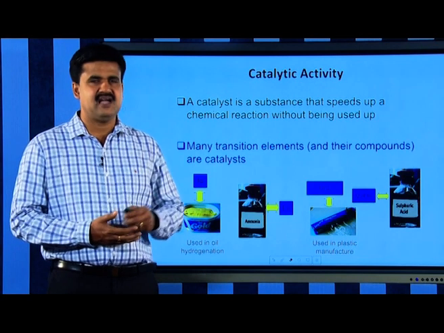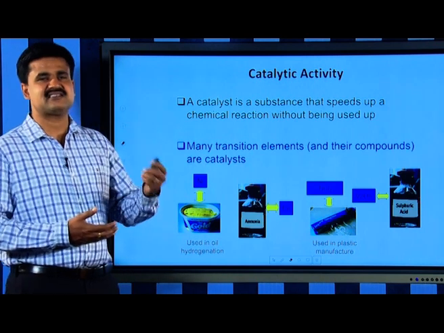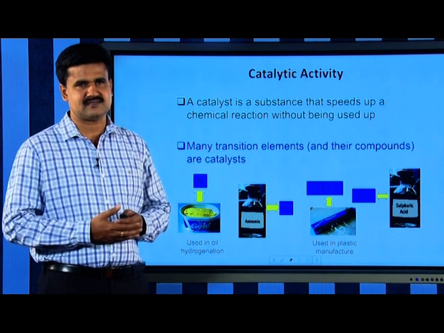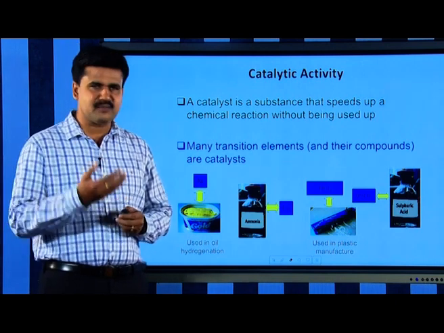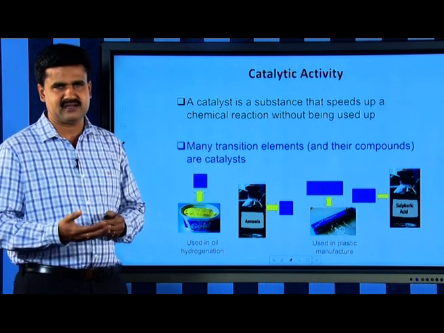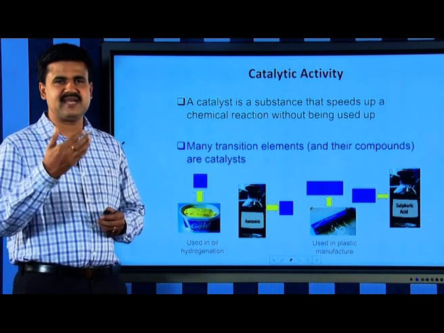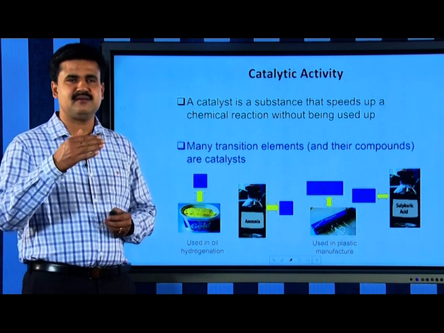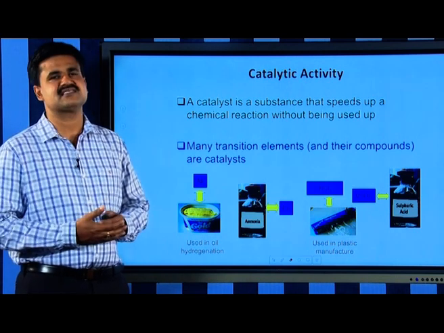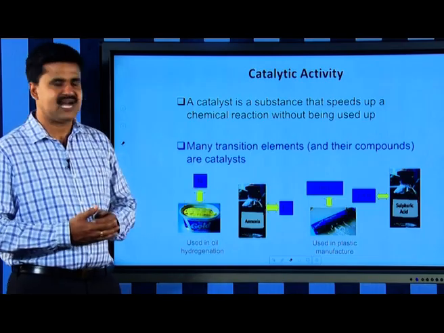Then iron. Iron is used as a catalyst in the manufacture of ammonia by Haber process. Haber process is the combination of nitrogen and hydrogen to produce ammonia. This reaction is normally happening at high pressure and moderate temperature. This reaction is highly rate enhanced by the presence of spongy iron.